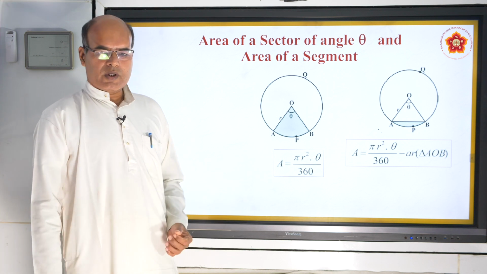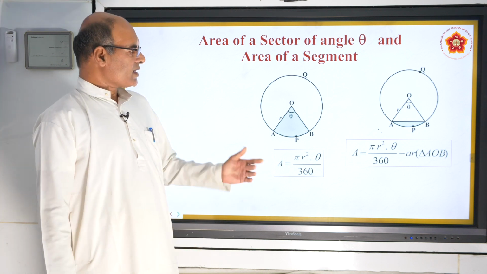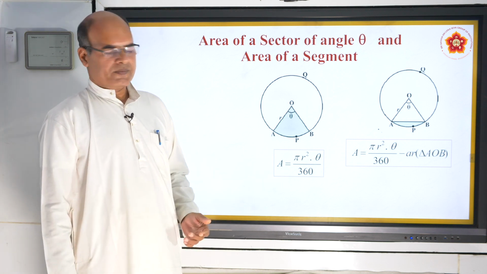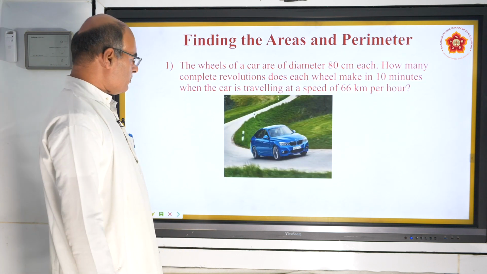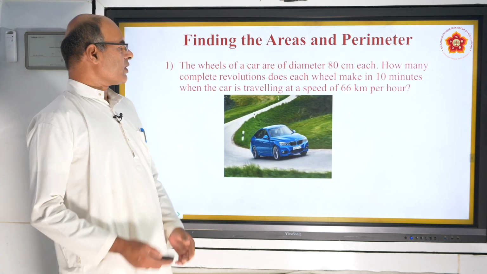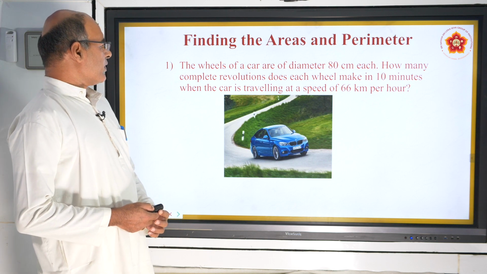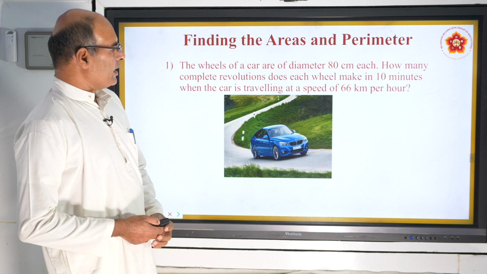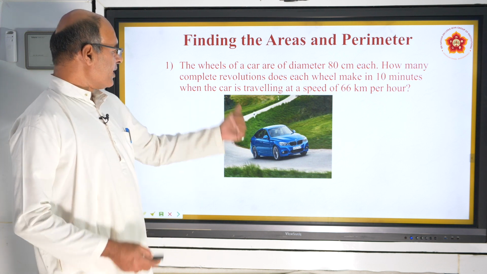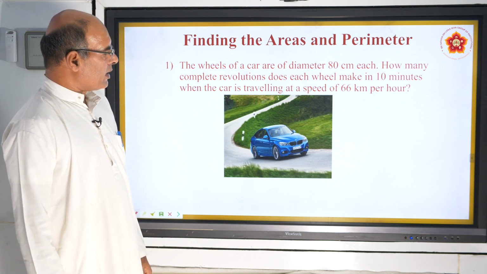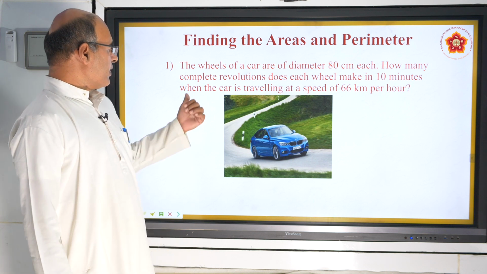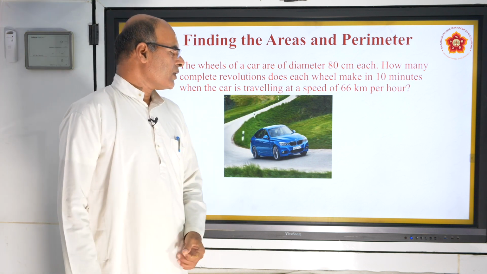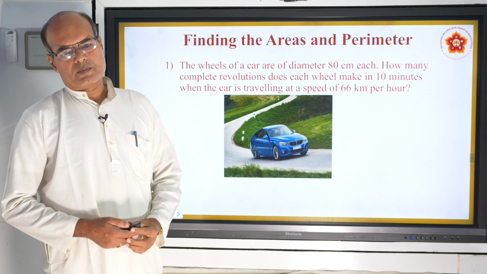Hope you understood this. Let us solve a few problems related to this. Read the question carefully. The wheels of a car are of diameter 80 centimeter each. How many complete revolutions does each wheel make in 10 minutes when the car is traveling at a speed of 66 km per hour?